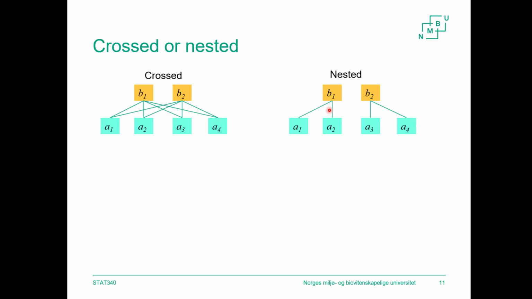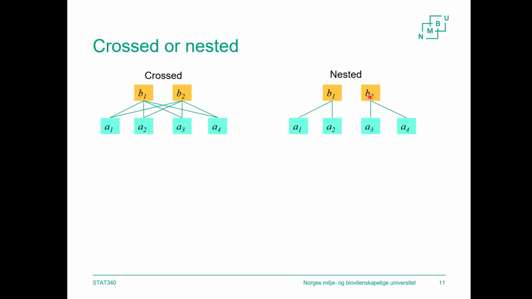But here we have the nested, and notice that many of these connections are missing over here. That's the big difference. So you can see that these two levels of A are only combined with one level of B, while these two are combined with another level of B.